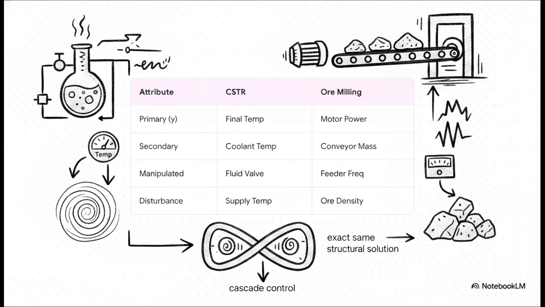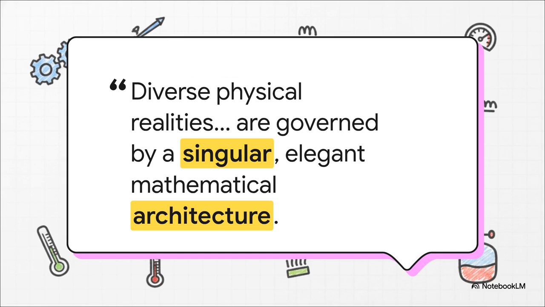Let's move to the summary and see how this builds the complete picture. On one hand, we have the CSTR, a thermodynamic chemical process where we manipulate fluid valves to intercept supply temperature fluctuations. On the other hand, we have ore milling, a heavy mechanical mass flow process where we manipulate feeder vibration to intercept ore density drops. You're looking at two radically different physical realities, completely distinct sets of variables, and yet they're both mastered by the exact same structural solution. Which leads us to this final thought.